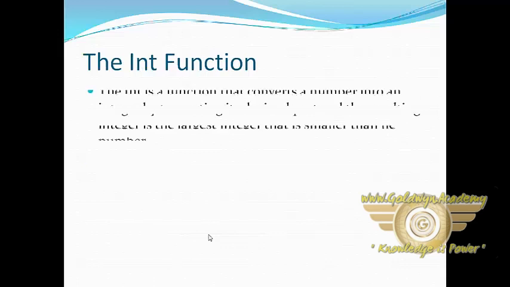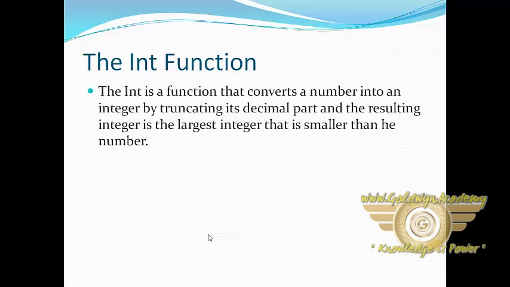Now let's see the integer function. The Int, which is the integer function, converts a number into an integer by truncating its decimal part, and the resulting integer is the largest integer that is smaller than the number. For example, if we want to convert 2.4, which is a float value, into an integer, then we can write Int in brackets. We have to pass the value and store it into a particular numeric variable, and it will return 2. So this is the integer function.